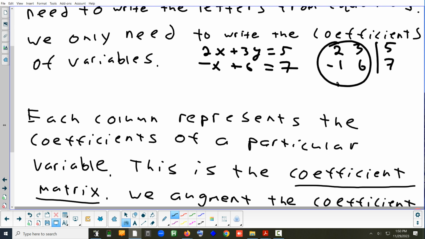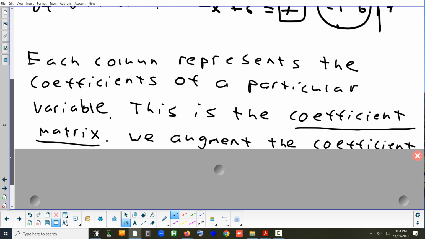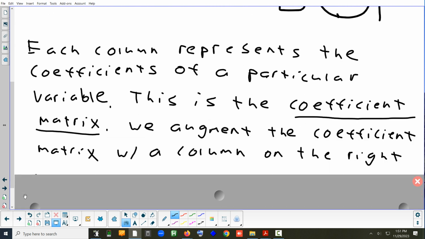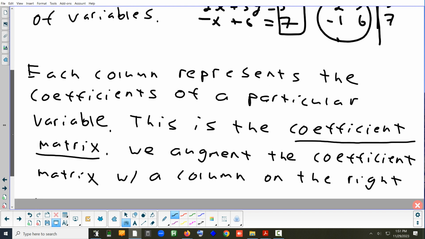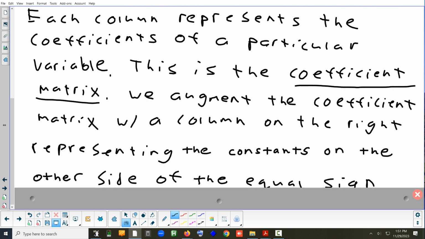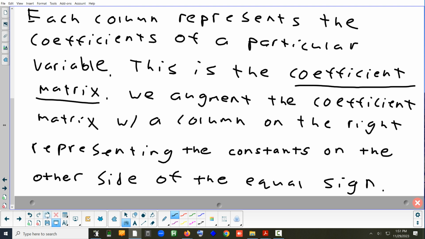Now, if that's all you write down, the coefficients, you're going to be missing the whole right-hand side. So what we have to do is add on to that. So we put this line and augment, or add, the right side, the 5 and the 7. Okay, so what we do is we add on to that matrix a column that represents the 2 numbers that were on the right-hand side. Or if we're doing 3 equations, it'll be 3 numbers. So we add on a column that represents the constants.